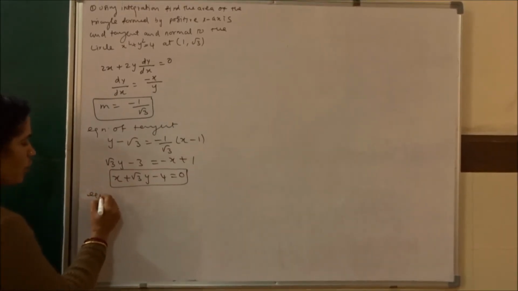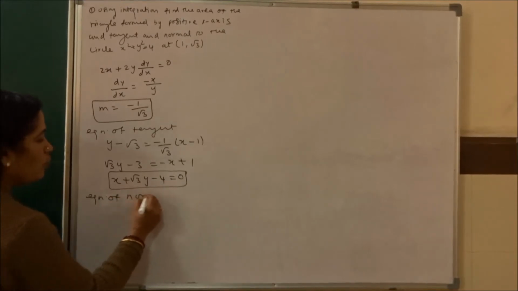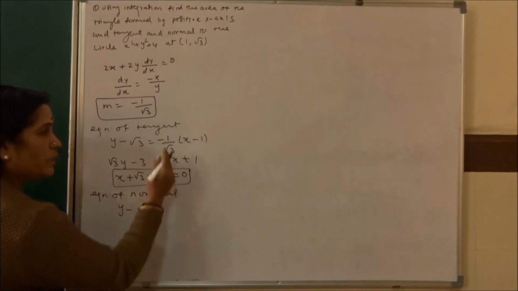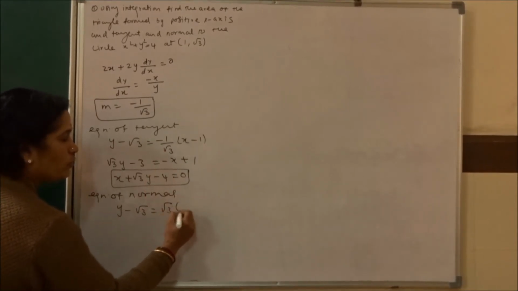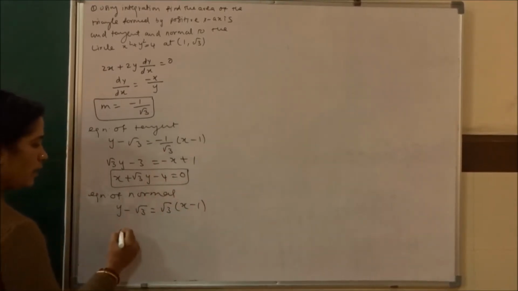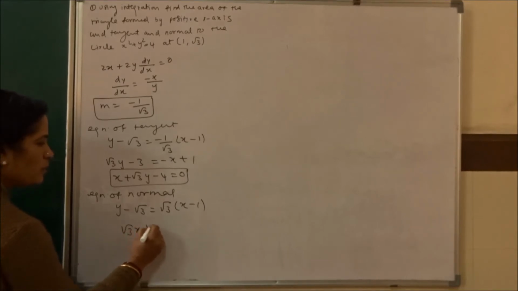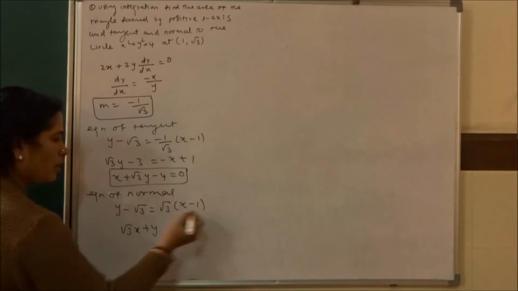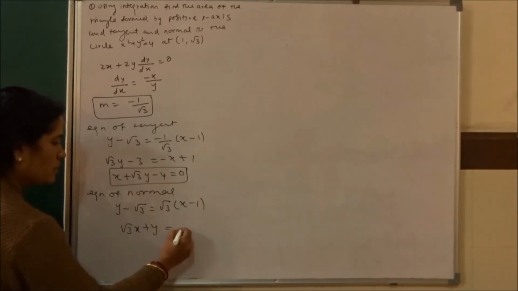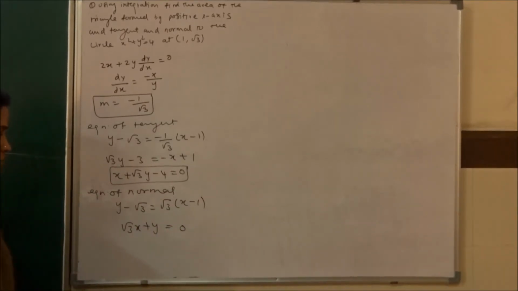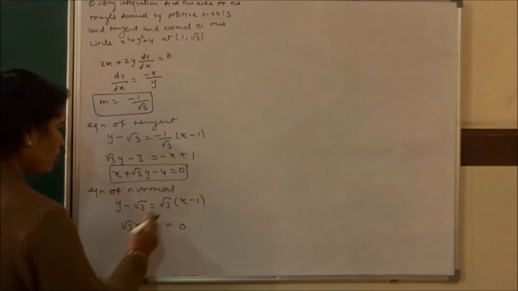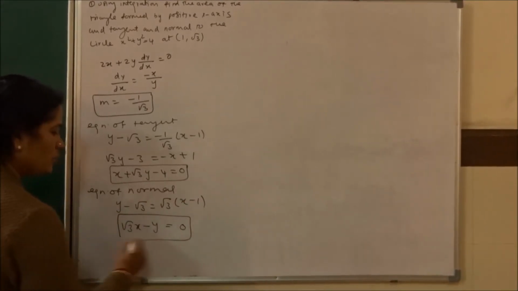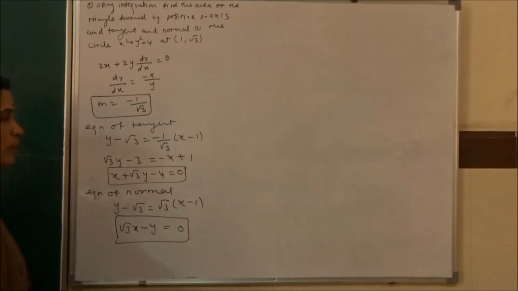Now the equation of normal. What is the equation of normal? y minus y1 equal to minus 1 upon m. So we will get root 3 into x minus x1. Now we are getting root 3x plus y, and then minus root 3 and plus root 3 will be cancelled. That is equal to 0. So that is root 3x minus y, and this root 3 will be cancelled. This is the equation of normal.